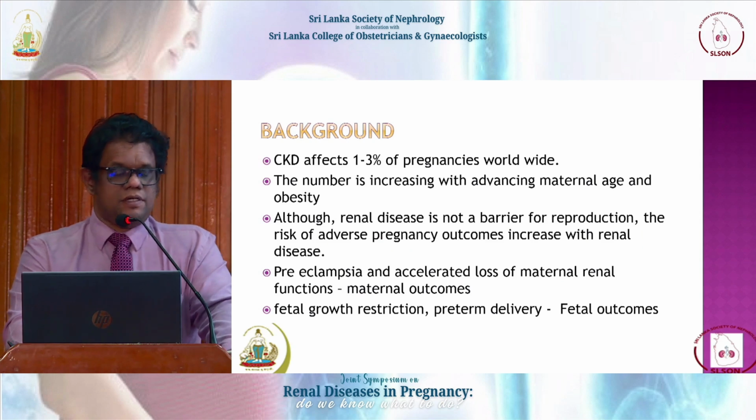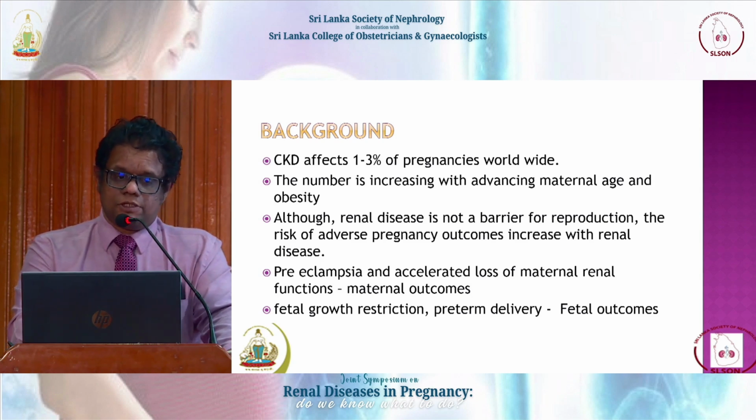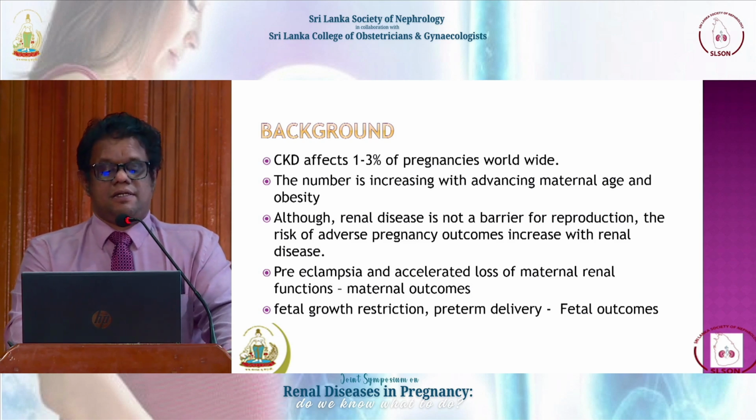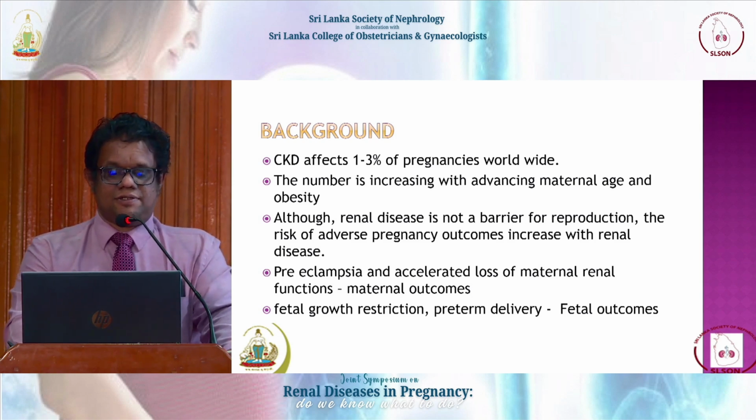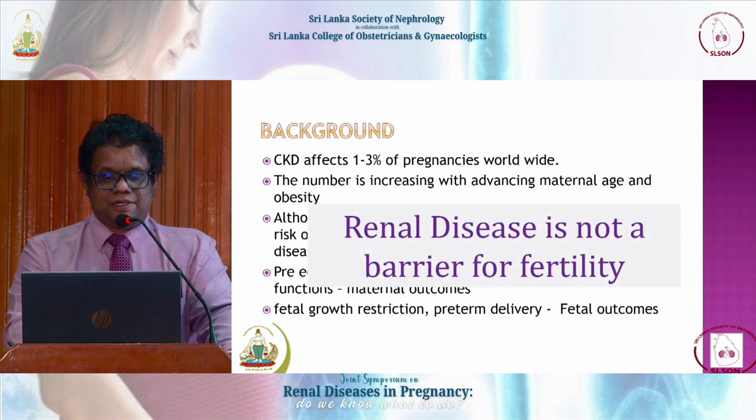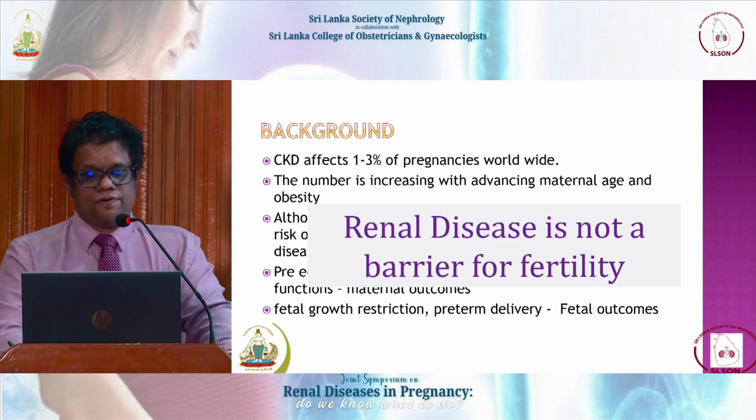So CKD affects 1 to 3% of pregnancies worldwide. The number is increasing with advancing maternal age and obesity. So although renal disease is not a barrier for reproduction, the risk of adverse pregnancy outcomes increases with renal disease. In addition, preeclampsia and accelerated loss of maternal renal function are maternal adverse outcomes, and fetal growth restriction and preterm delivery are adverse fetal outcomes. But what is more important to highlight is that renal disease is not a barrier for fertility.